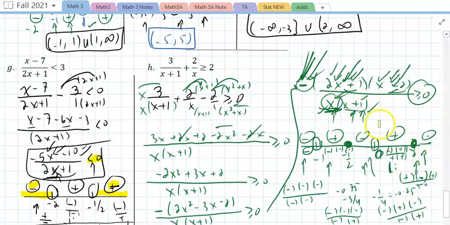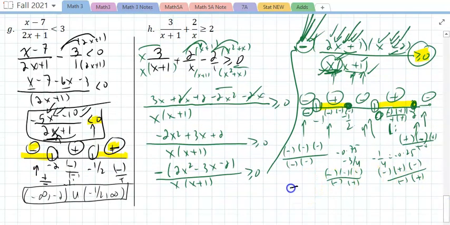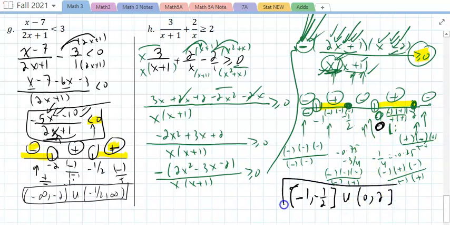A lot of work. Where is this bigger than 0? It's bigger than 0 from negative 1 to negative 1/2, union with 0 to 2. And that concludes this section.